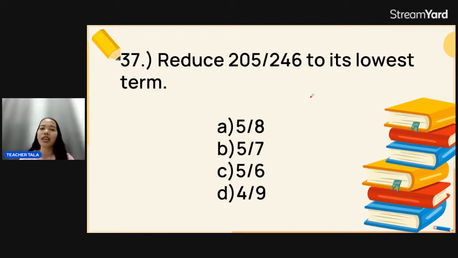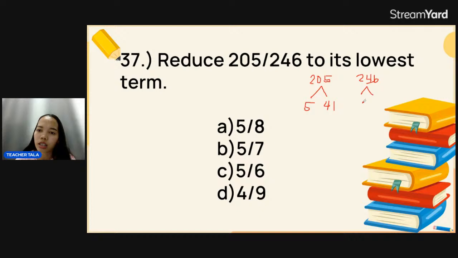So ang gagawin natin is we're going to get the common factors nila. So paano ba kukunin yung GCF? May tatlong way tayo, the roster method, the factor tree, and the continuous division. Ang hilig kong gamitin is yung continuous division kapag kitang-kita ko yung mga prime numbers na common sa kanila. But if hindi naman, we're going to find their prime numbers using the factor tree individually. Kaya we're going to use the factor tree. 205, 246. So 5, that's 41.